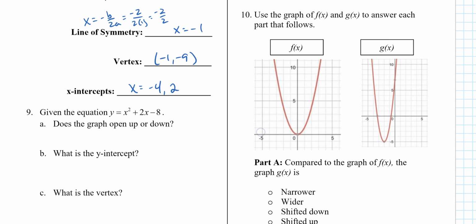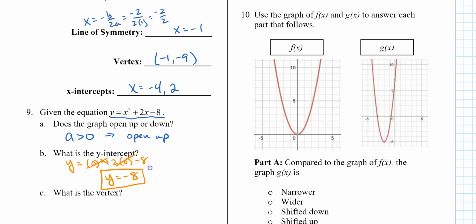Number 9, it's actually the exact same function if we look at it. That just happened to work out for this problem, but we need to make sure we understand how to do it. Does the graph open up or down? Well, because a is greater than 0, we open up. What is the y-intercept? Well, the y-intercept is when x is equal to 0. So that's 0 squared plus 2 times 0 minus 8. Those are going to cancel out, and we're left with y equals -8.